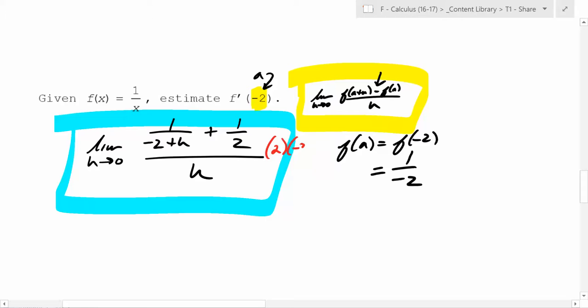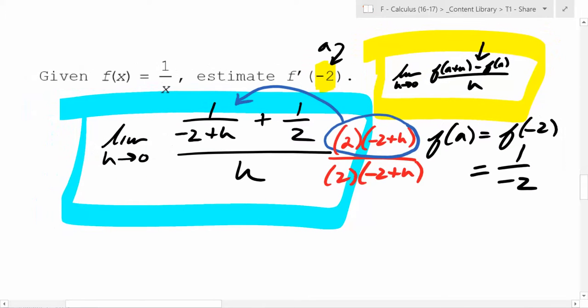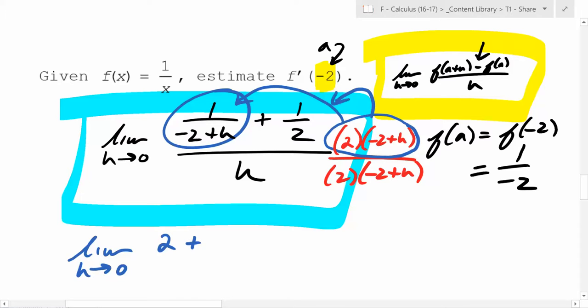2 times negative 2 plus h over what? 2 times negative 2 plus h. That's just a complicated form of what number? So are you allowed to multiply by that? Yeah. So you have to distribute this in. When that blue circle multiplies times this fraction, what cancels? Yeah, so you end up with what? You just end up with 2 plus, and then when you multiply times 1/2, the 2 cancels. What are you left with?